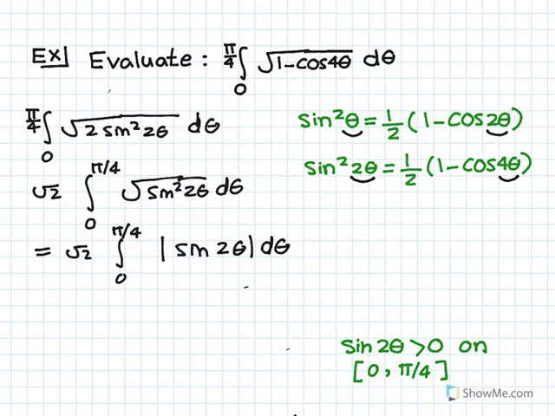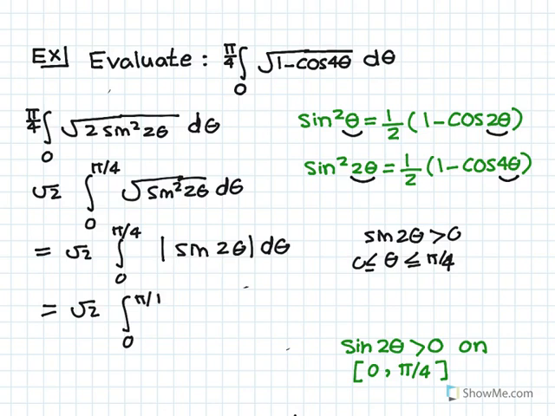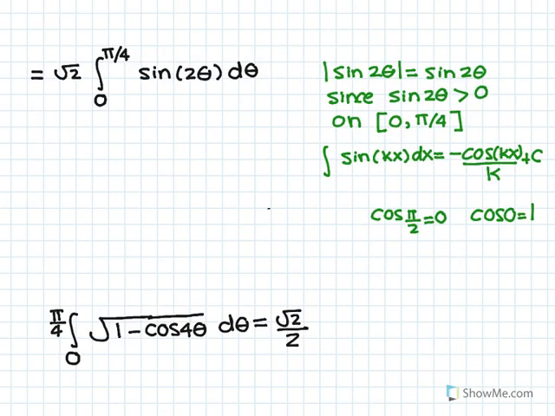Now bear in mind that sine 2 theta is positive when theta is between 0 and pi over 4. That means that we don't need the absolute value. So we can rewrite the integrand as root 2 times the integral from 0 to pi over 4 of sine 2 theta d theta.